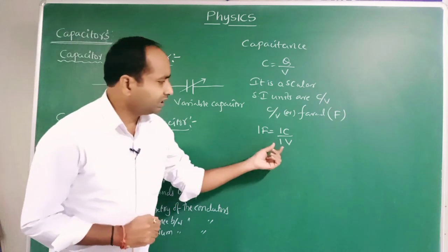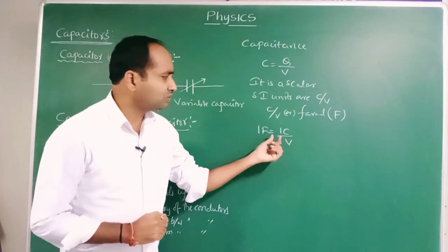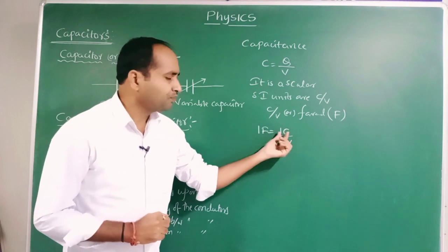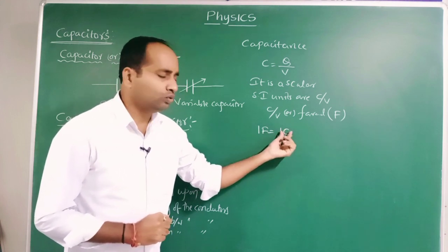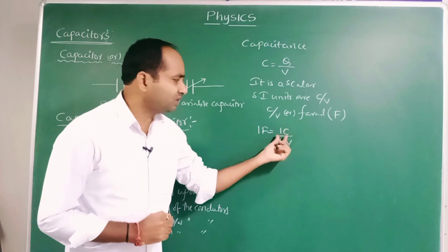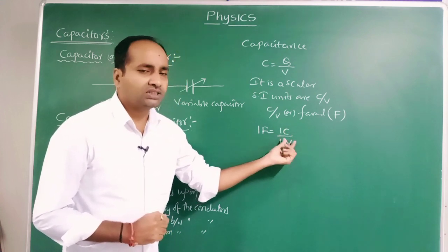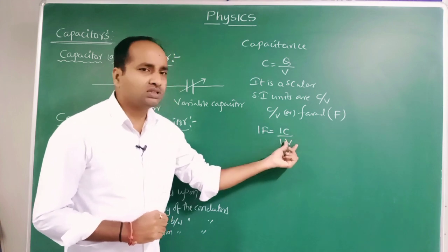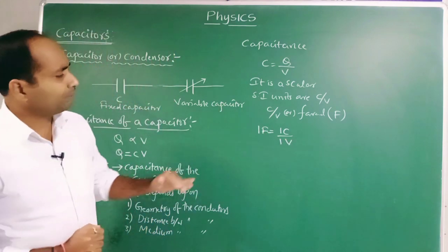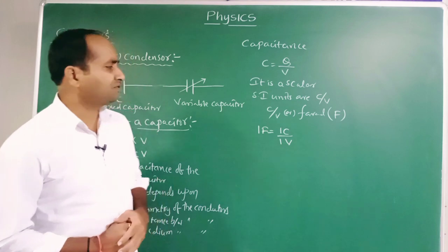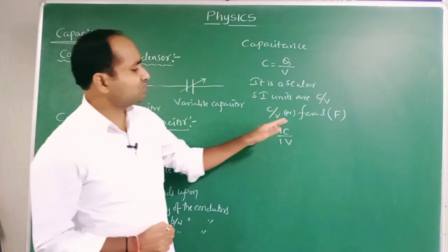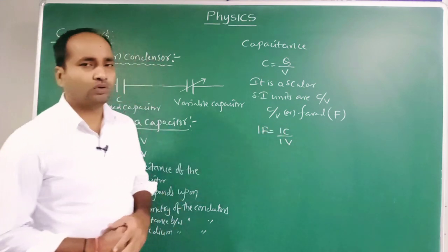To maintain a potential difference of 1 volt, we supply a charge of 1 coulomb to the plates of the capacitor. Then the potential difference between them is 1 volt, and we say the capacitance of that capacitor is 1 Farad. 1 Farad equals 1 coulomb per 1 volt.